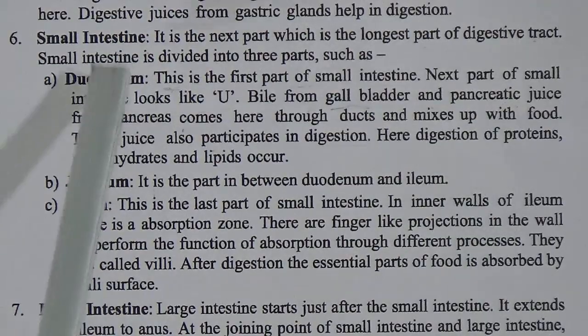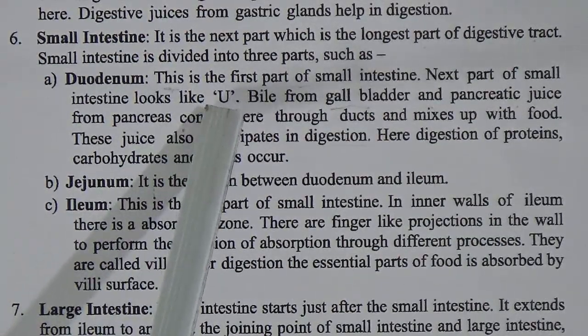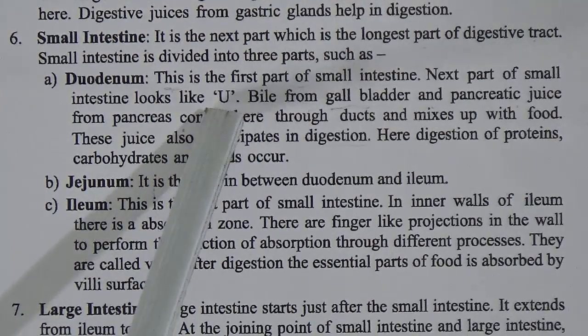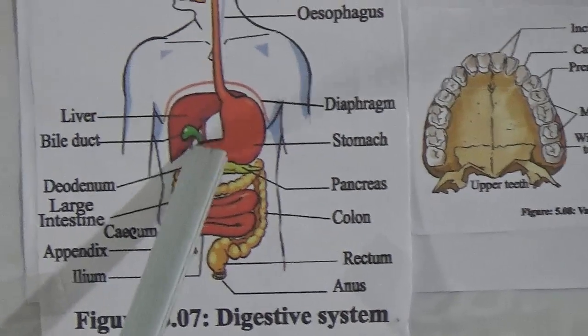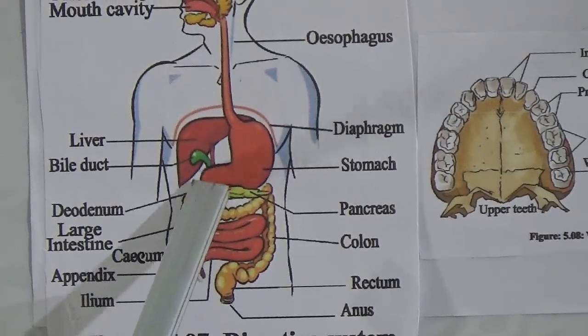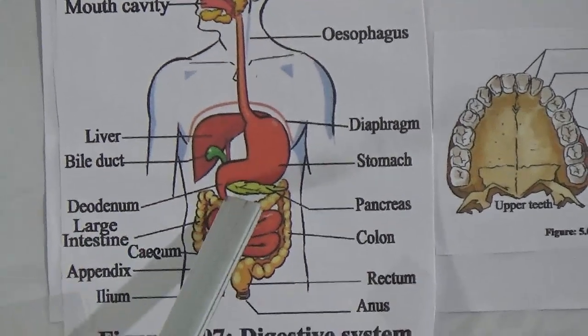The next part of the small intestine looks like a U shape. If you can see this picture, here is the U shape. You can see this properly, a U shape. This is the duodenum.